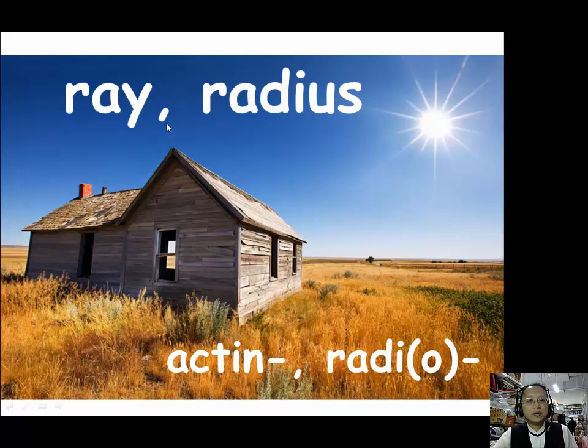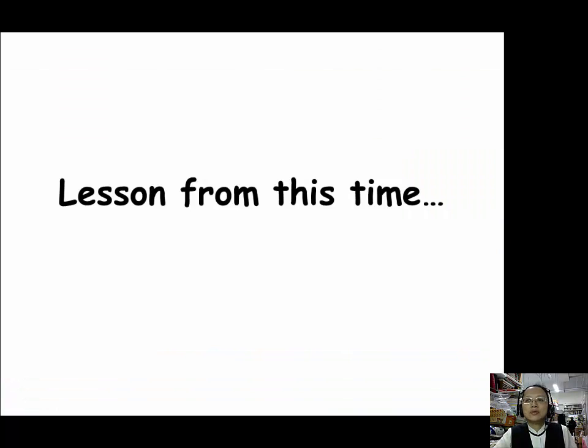Let's review what we've learned. For describing things that are ray shapes, we use the prefix actin, A-C-T-I-N, or radio, R-A-D-I-O. We have finished all the prefixes for this part of Lesson 7. Now let's review what we've learned this time.